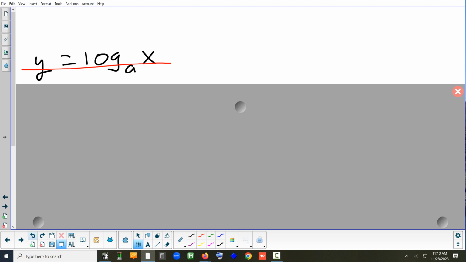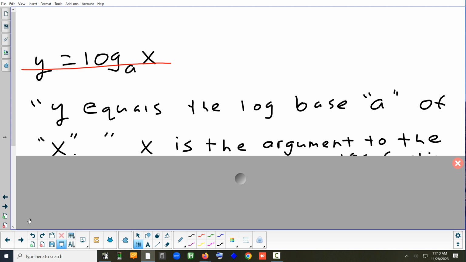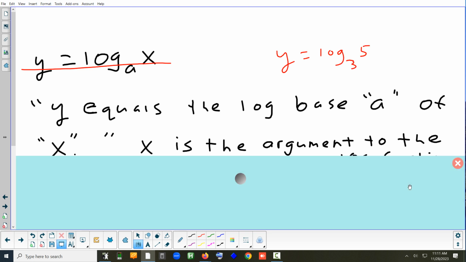All right, so that's how you write it, and now how you pronounce it. That's pronounced y equals, or y is, the log, and then since this a is lower than everything, we call that the base. Think of like the base on anything. The base is usually lower. The base is at the bottom. So log base a of x. Okay, so that one would be y equals log base 3 of 5.